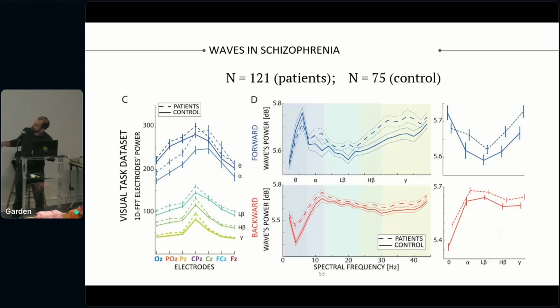For the traveling waves, this time we find kind of surprising results. For the backward waves, we still see overall that schizophrenic patients have more power everywhere in all frequency bands, including alpha, but it's a broadband phenomenon. But it's also true for the forward waves, not for theta, but for all the other bands.